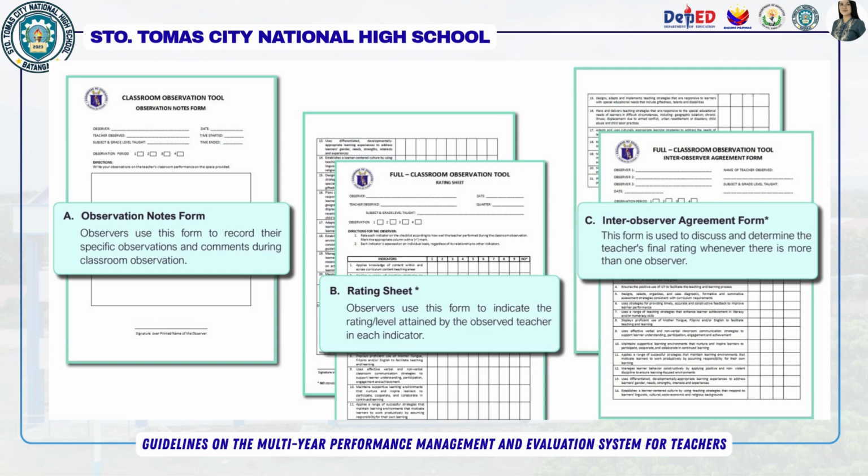Finally, we have the Inter-Observer Agreement form. This is a crucial form for transparency and fairness, especially when two or more observers are involved. This form is used to discuss, reconcile, and ultimately determine the teacher's final rating, ensuring everyone is on the same page.